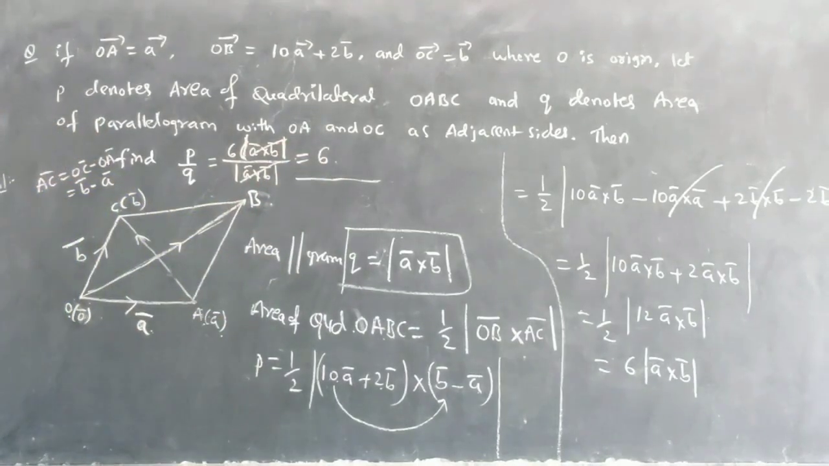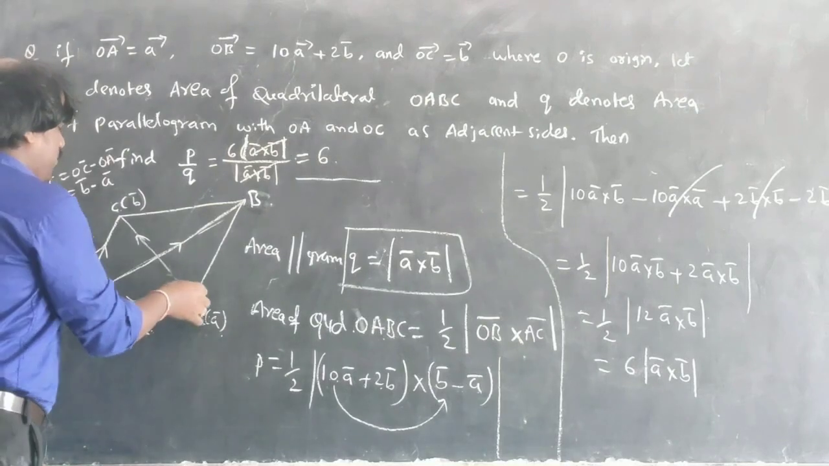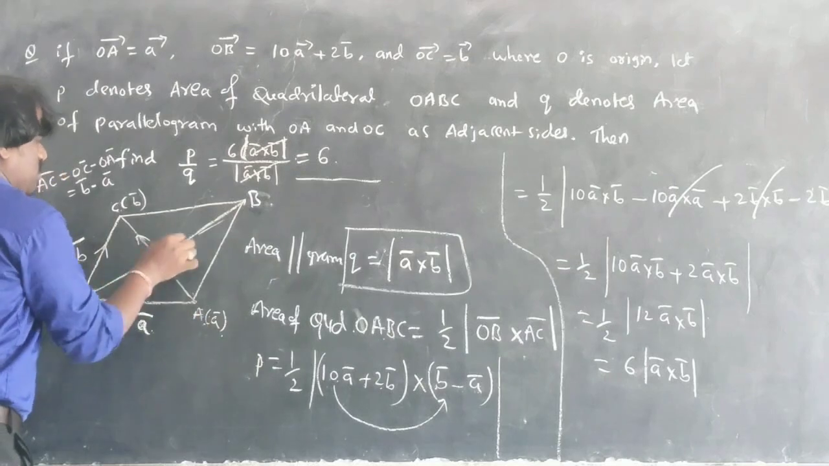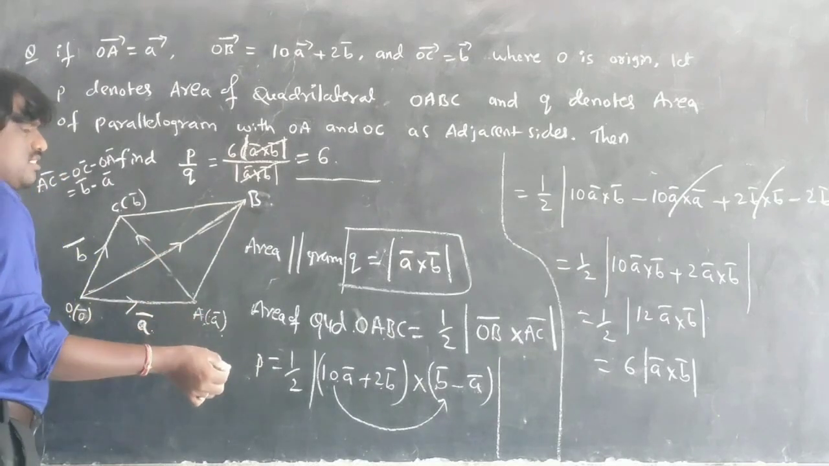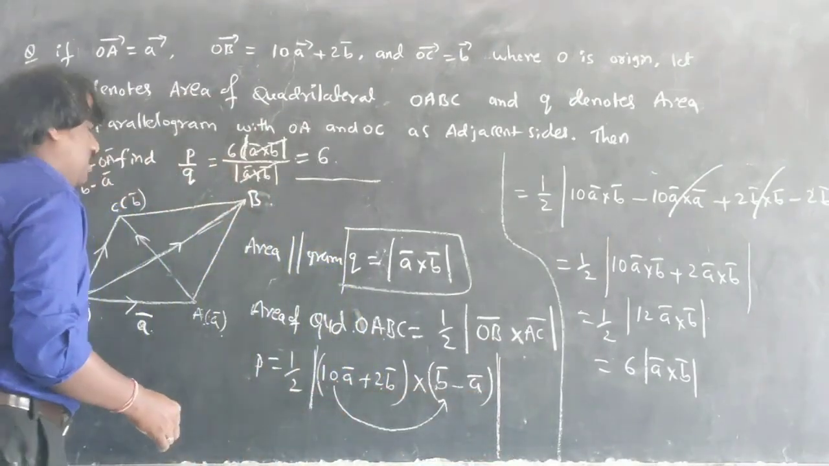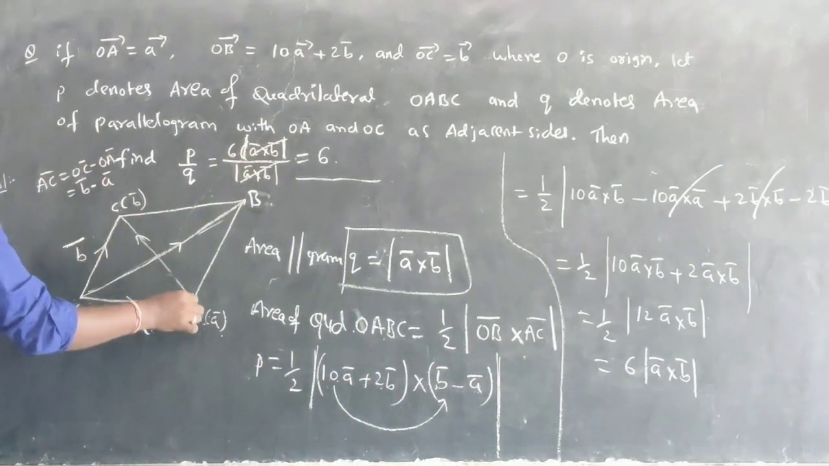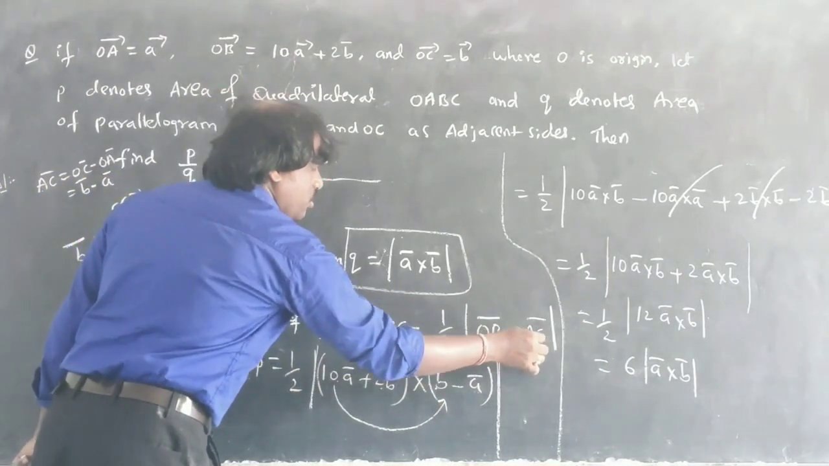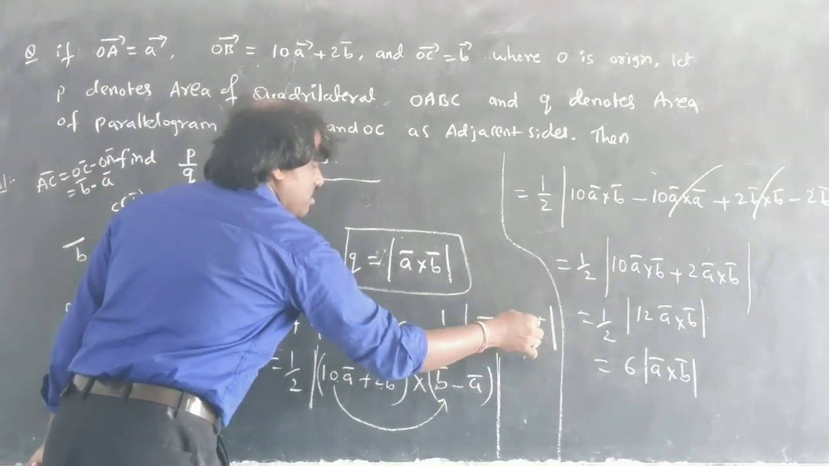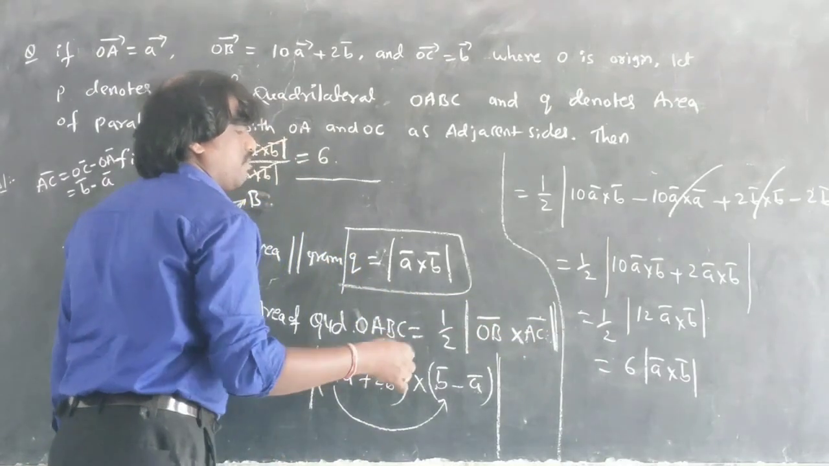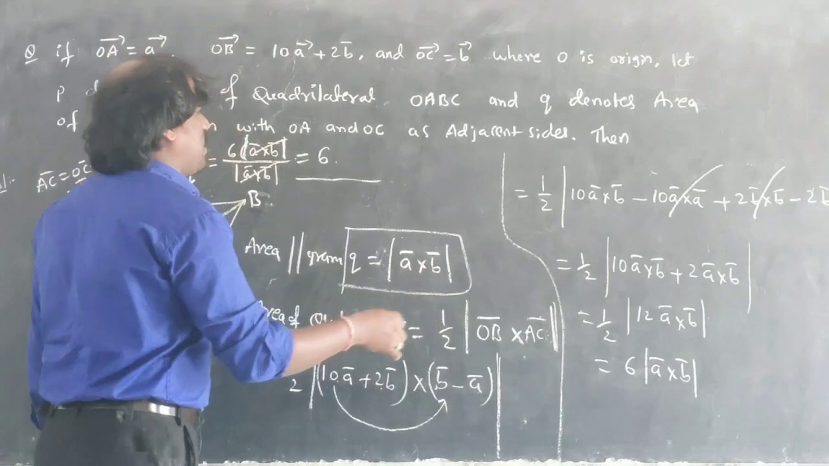This is the way to deal with this question. So hope you understand. If you take A cross C or C cross A, you get the same result because you have modulus. When you have modulus, taking AC or CA does not matter much. So the answer is finally 6.